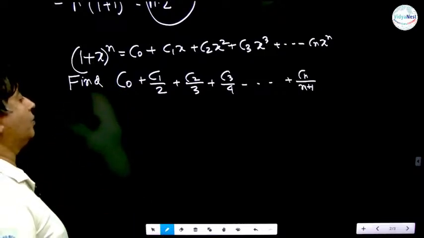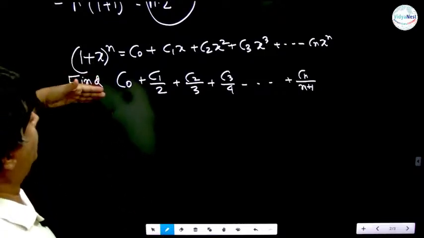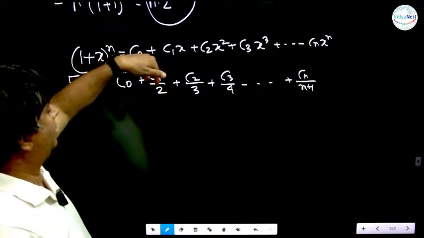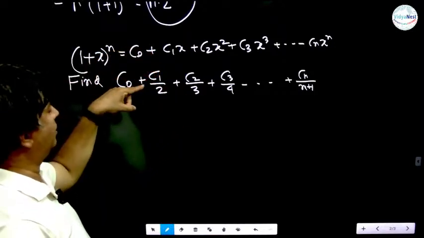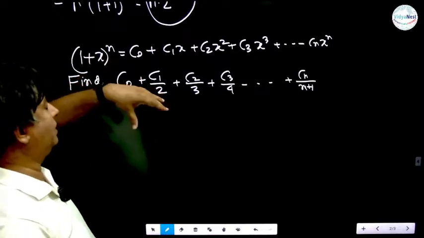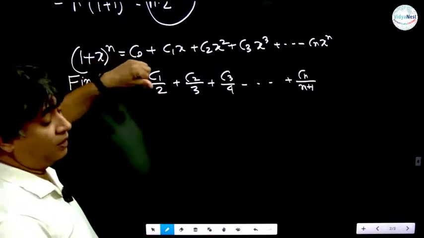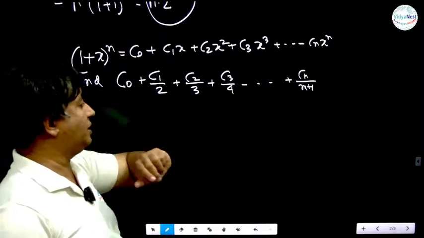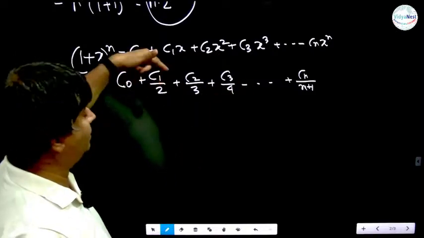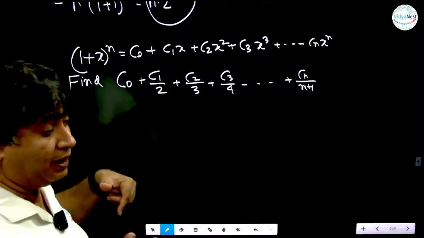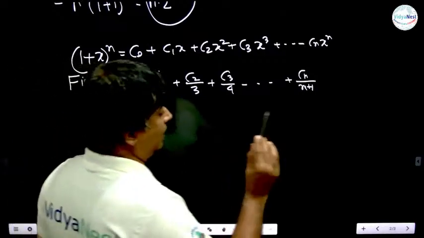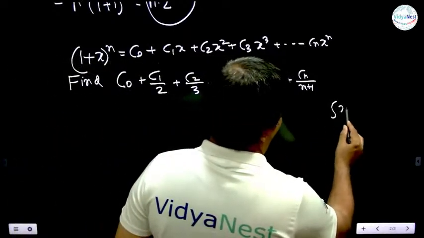See, in the previous sum that 2, 3, 4 were coming as the coefficient, what I can say, the association of C0, C1, C2 up to Cn. Now they are coming in the denominator. Once you get the terms in denominator, that will remind you the integration.